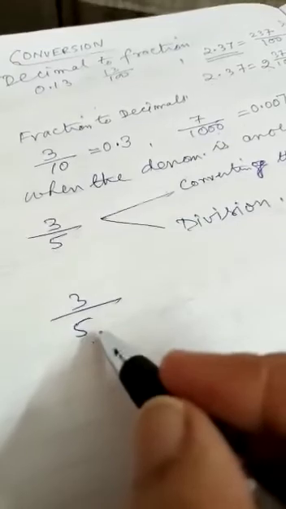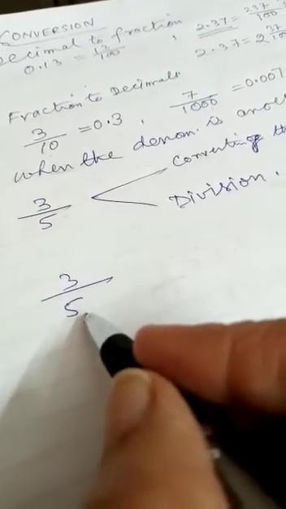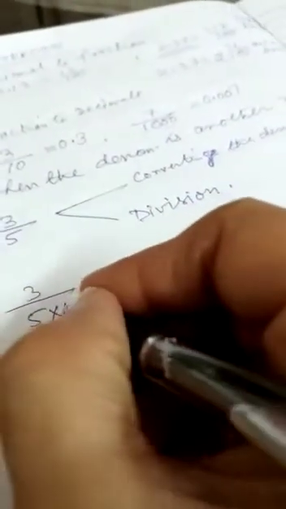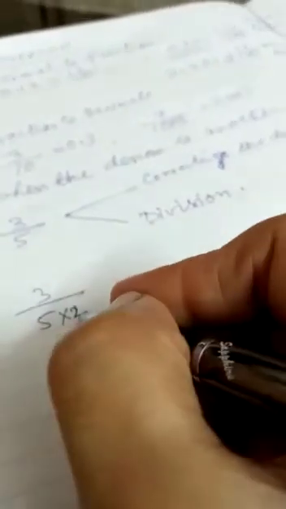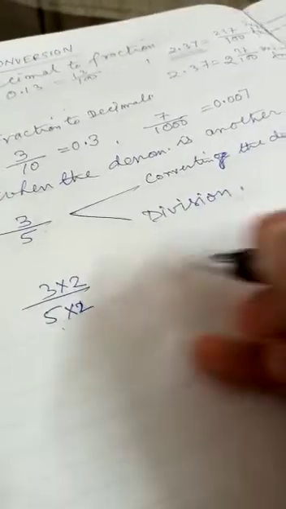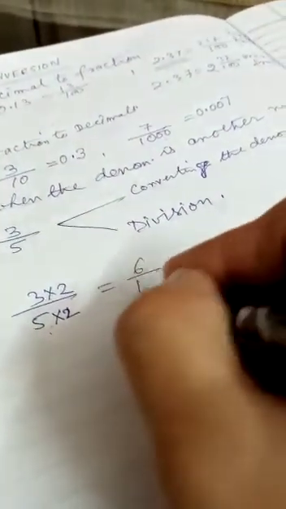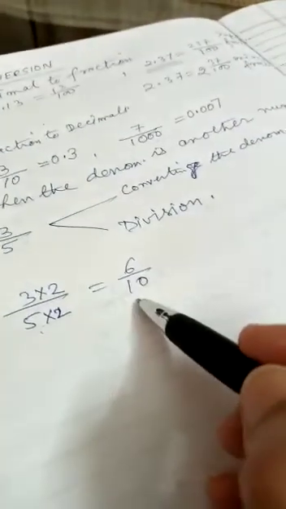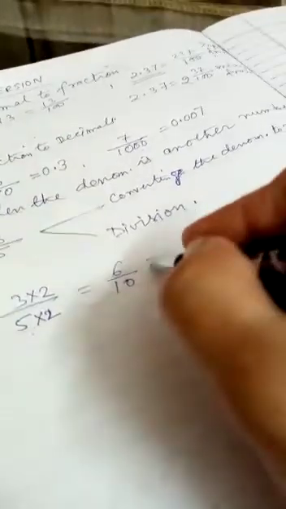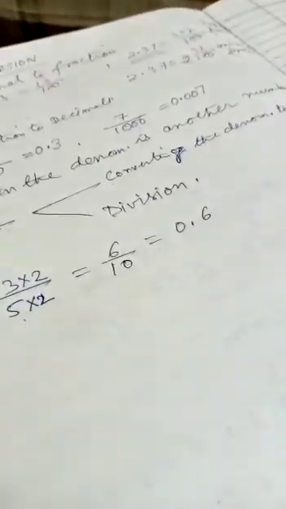Now how to convert 3/5? With 3/5, how much shall I multiply by to get the denominator 10? If I multiply this by 2, 5 twos are 10. Similarly, to make it an equivalent fraction, I'll multiply the numerator also by 2. So this is 6/10. Now it's quite easy to convert into a decimal, so we'll write down 0.6. So this is one method, the first method.